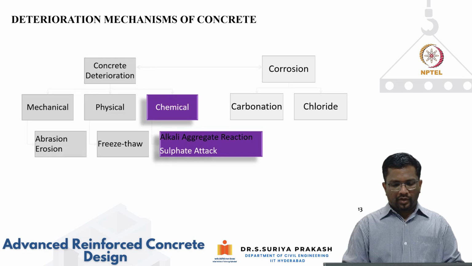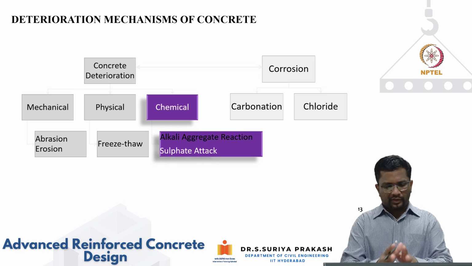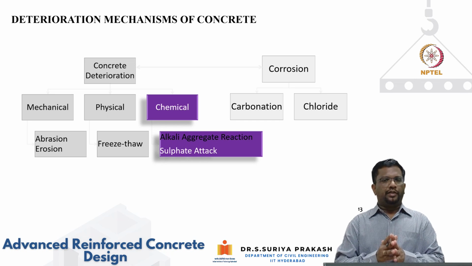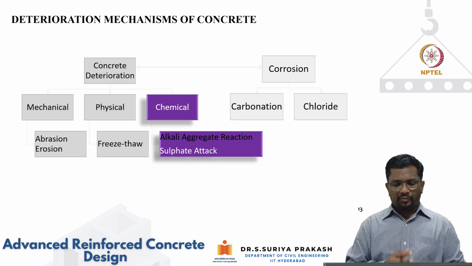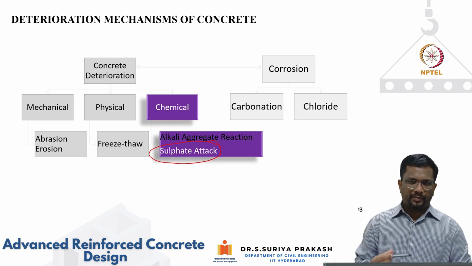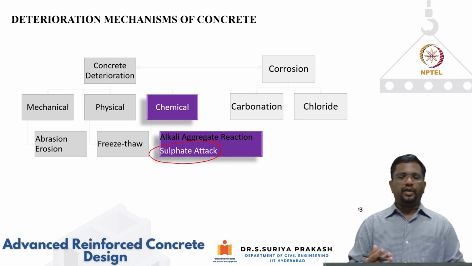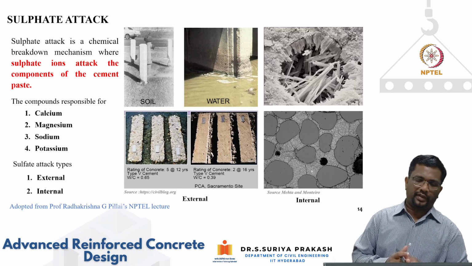Right. So we have briefly talked about alkali aggregate reaction. We are now discussing concrete deterioration through chemical actions, and the first one is alkali aggregate reaction. Now we will discuss the effect of sulfate attack. Sulfate attack can also deteriorate the concrete, so we will talk about what happens when you have sulfate attack.